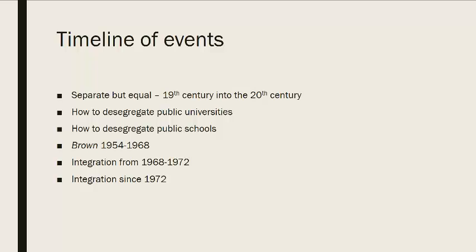And then we're going to switch in the late 60s and start referring to it as school integration as opposed to segregation. And integration is really going to take on two different time periods, from 68 to 72, and then since 72, basically the last 40 plus years, and where we're going with integration now. So let's start out in the early part.